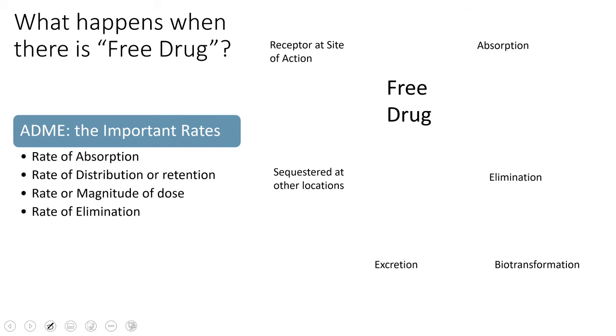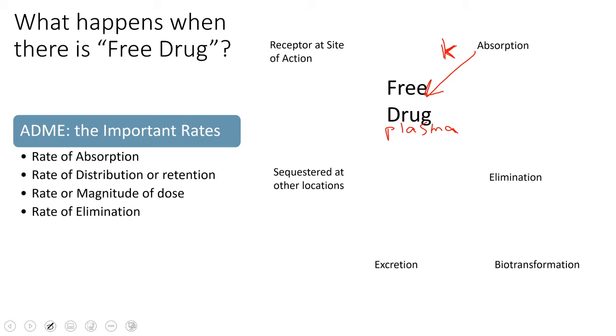And so what happens when you have a free drug? ADME are the important rates of drug delivery. So you need to consider the rate of absorption. How quickly does the drug absorb into the body? And so that is this line. If the free drug is in the plasma, does it even absorb into the body? This is determined by a rate constant K or whatever. It depends on how it is absorbed, if it's passive transport or active transport. It depends.